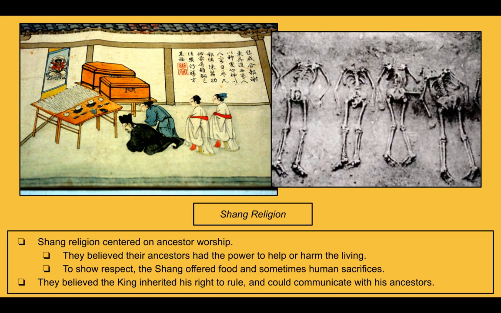Shang religion. So Shang religion centered on ancestor worship, right? The worship of your ancestors, the people in your family that have died. They believed their ancestors had the power to help or harm the living. So that was why they needed to show such respect to their ancestors. And to do that, the Shang offered food and sometimes human sacrifices. So pretty extreme form of showing their praise to their ancestors. And they believed the king inherited his right to rule from his ancestors, and he could communicate with them.